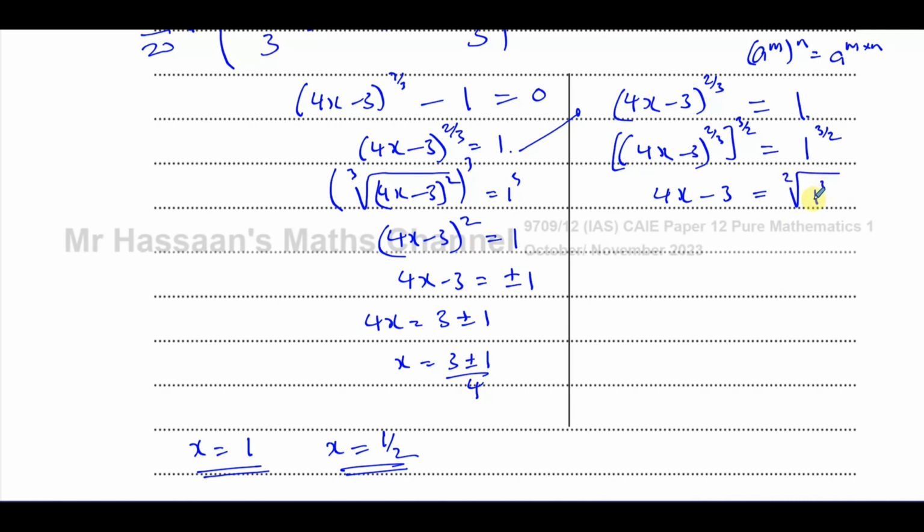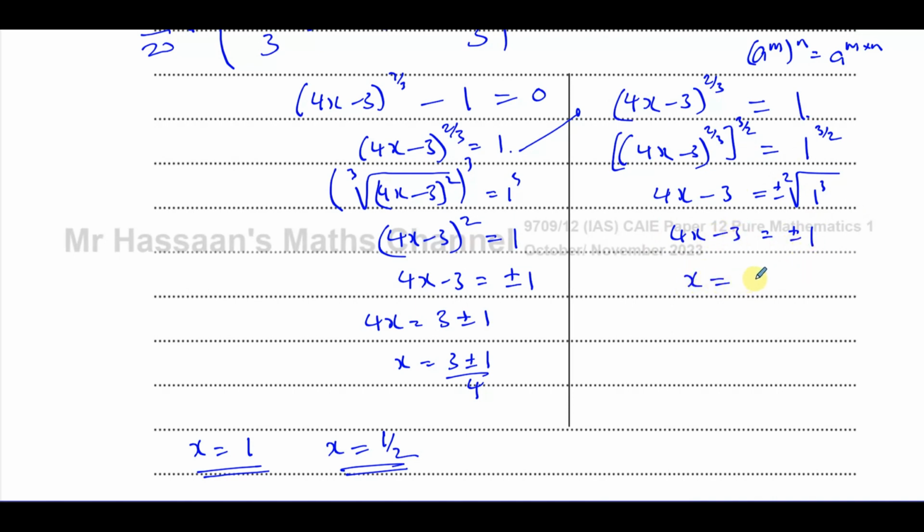The square root of 1 is going to be plus or minus 1. This means, because we're the one that put the square root sign there ourselves, you have 4x minus 3 equals plus or minus 1. So then you can get the same answer.